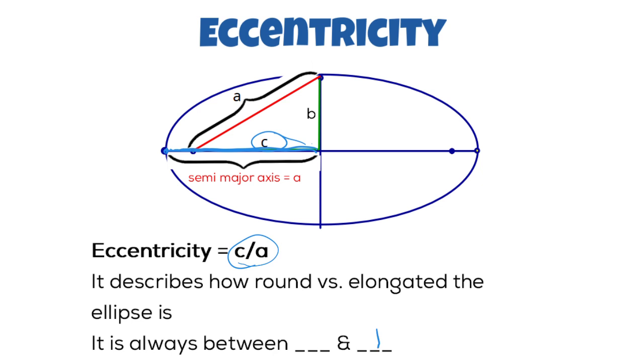The smallest would be when this focus comes in until both foci merge right here at the center. If they merge here at the center, then C is going to be equal to 0, and 0 over anything is 0. So that means the eccentricity would be a 0, and that's the lower limit on this. The smallest it can ever be is 0. So your eccentricity will always be between 0 and 1.